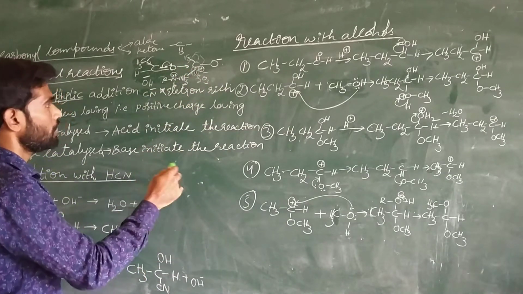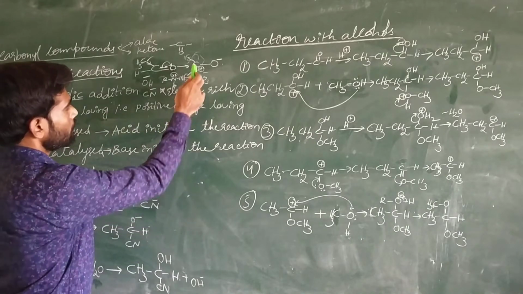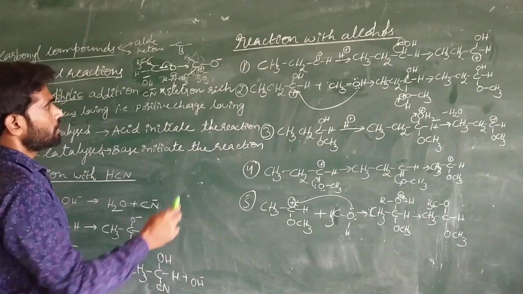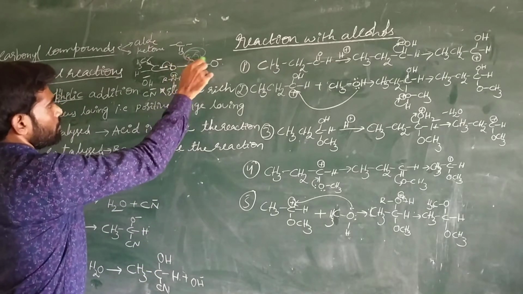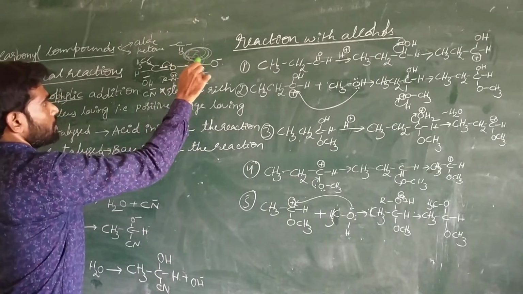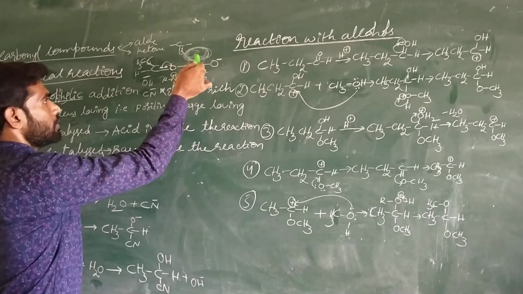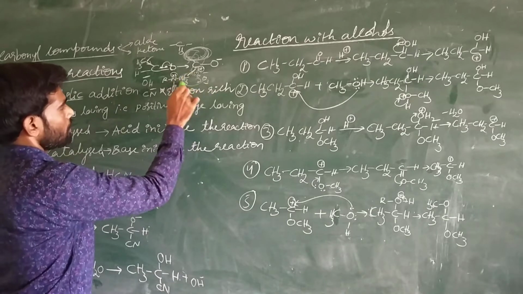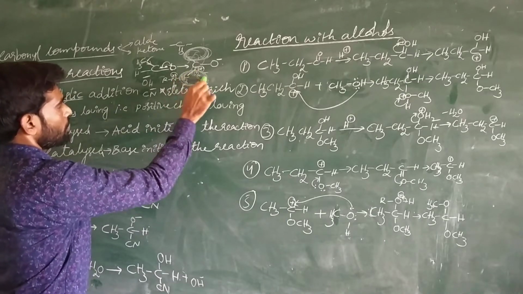That is one reason, and another reason is that if the alkyl groups are increased, there is steric hindrance, because the electrons of these alkyl chains are revolving here.